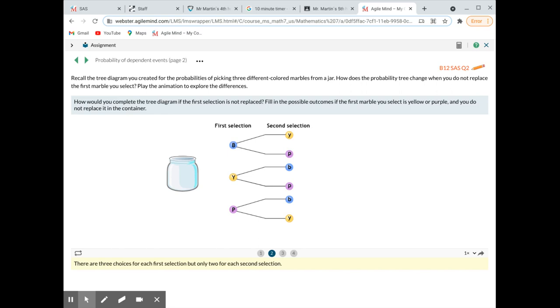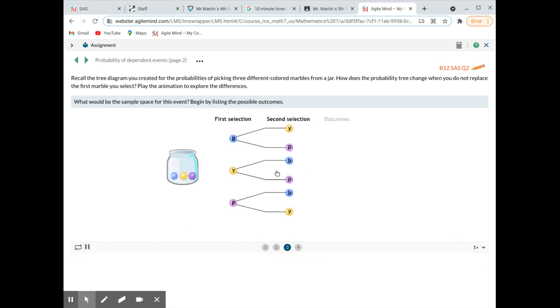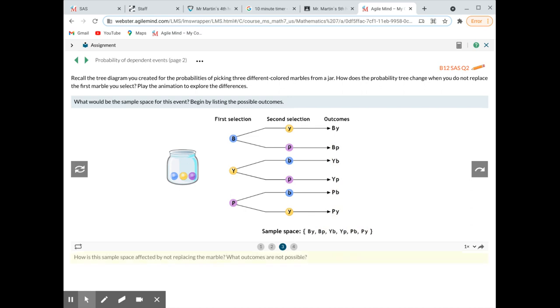6. You're right. But 2. It's 2 for each. But in all, there's how many possible outcomes? 6. Perfect. 6. All right, so we're going to name those 6. So, Braden, I want you to name the 6 outcomes. So the first one would be blue and yellow. What would the second one be? Blue and yellow, blue and purple, yellow and blue, yellow and purple, purple and blue, and purple and yellow.